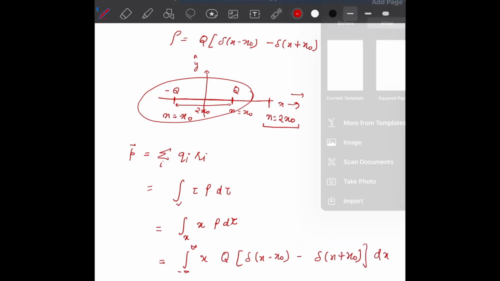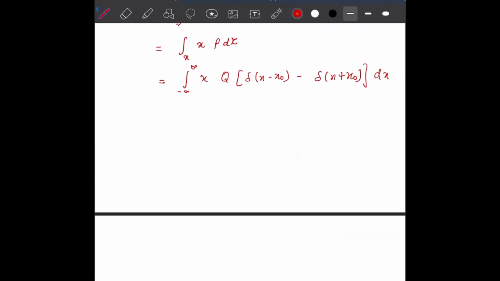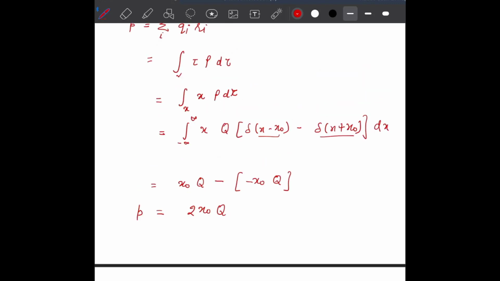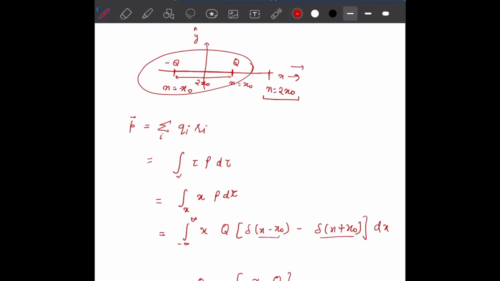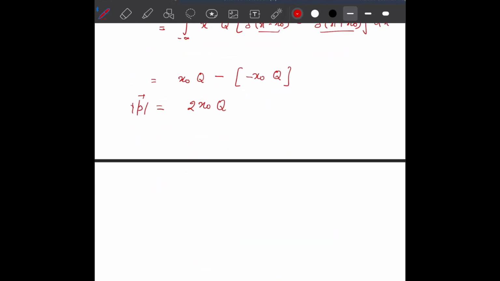And now we integrate this. We already know that from minus infinity to infinity, the delta function is zero everywhere except at x equals x naught. So we will get x naught Q here, and the second delta will give only minus x naught into minus Q, so this will become 2 x naught into Q. So this is our electric dipole, the magnitude of the electric dipole. And the electric potential due to the electric dipole is given by P upon 4 pi epsilon x square. So it will become 2 Q x naught divided by 4 pi epsilon naught x square.